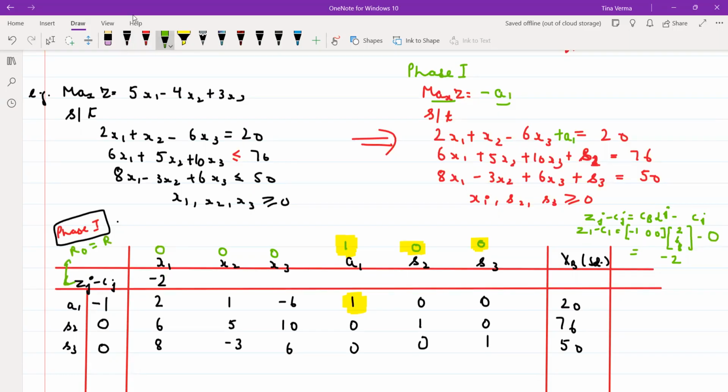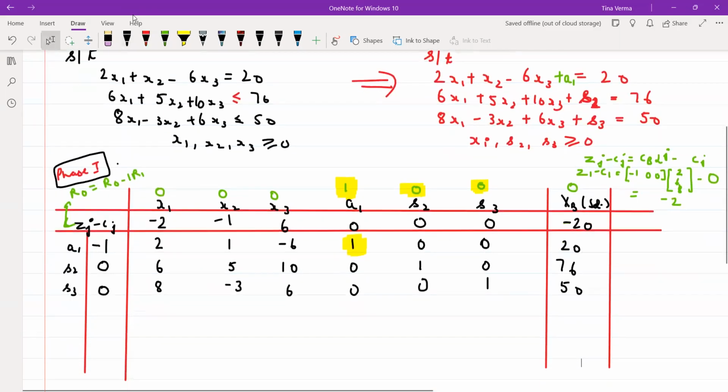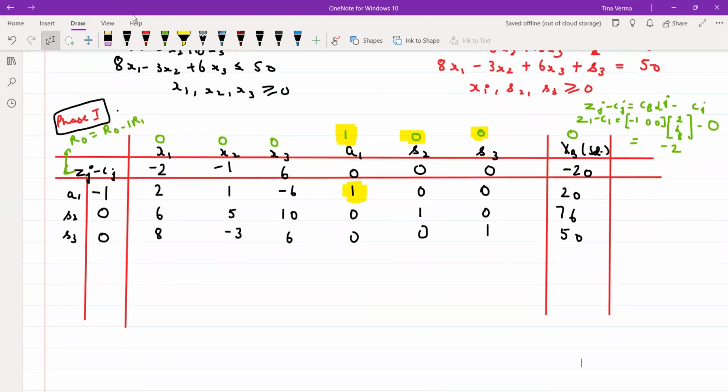That is, your R naught will be R naught minus 1 times your R1. So it will become 0 minus 2, that is -2, 0 minus 1, that will be -1, 0 minus -6, that will be 6, 1 minus 1, 0, 0, 0. And in the solution column, 0 minus 20, you will get -20. So you can notice that you have used row operation, or you can use your column operation formula, right? Now we have to start the simplex iteration, that is the basic step.